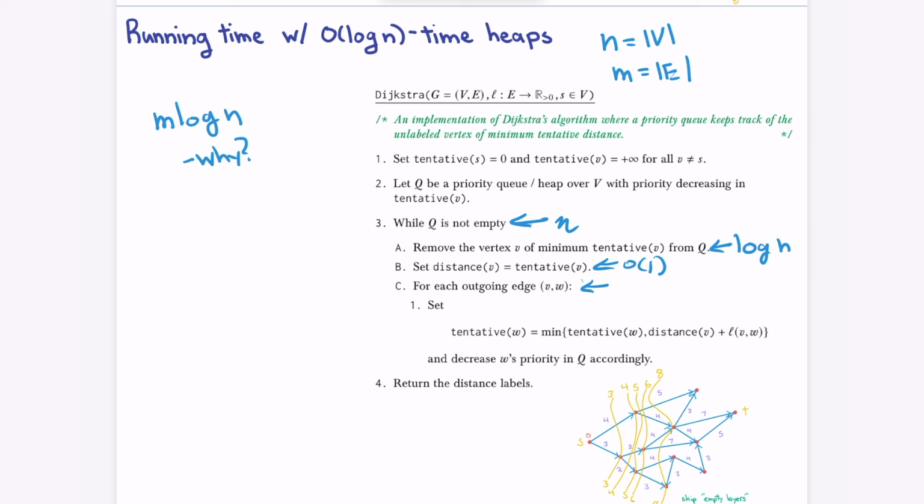how long does this take? Yeah, it could be m, or we can write it as the out degree of v, the number of edges that are leaving it. And we'll see why that's helpful in a moment. The operation on the inside is decreasing the priority of a key. Let's say that takes log n time.